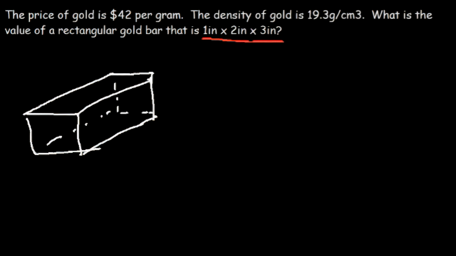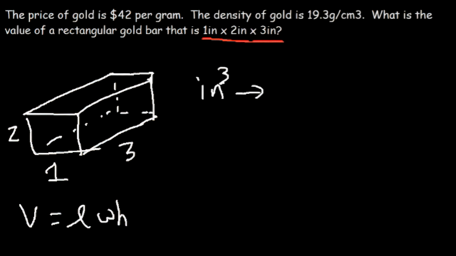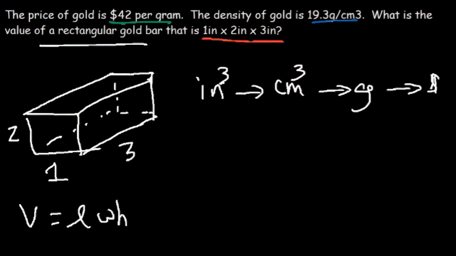So let's say we have a width of 2, a width of 1, height of 2, and the length of 3. The volume of a rectangle is length times width times height. Since we have the volume, which is going to be in cubic inches, we can convert that to cubic centimeters. And using a density, which has grams and cubic centimeters, we can convert it to grams. And using the price of gold per gram, we can convert that to dollars and get the value of this particular gold bar. So let's go ahead and do that.